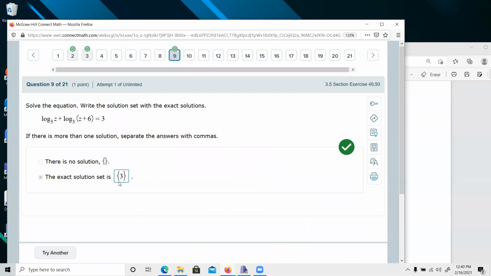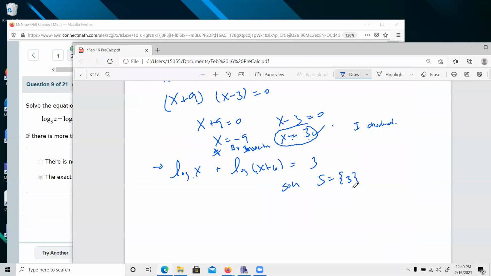By the way, when I did this by hand, I never cared to put the little brackets in there. I would just say, the answer is x equals 3. I'm like, that's fine. I'm not gonna care.